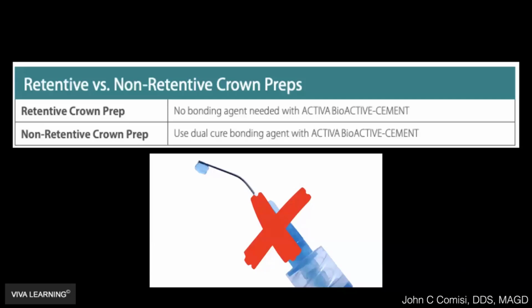Now, retentive versus non-retentive crowns. And again, you're going to come upon it. We all do. We see it all of the time. With a retentive crown, with the appropriate coronal length and good retention and resistance factors, you do not need a bonding agent. The cement, being self-adhesive by itself, is going to do the job for you quite nicely. When you do have a non-retentive crown, then using a dual cure bonding agent is very, very able to be done and should be done. And then you can use that with the cement. If you do that, you're going to have a much better long-lasting restoration.